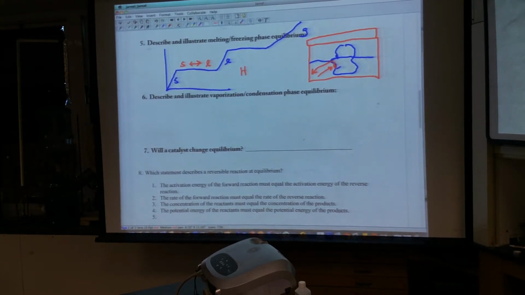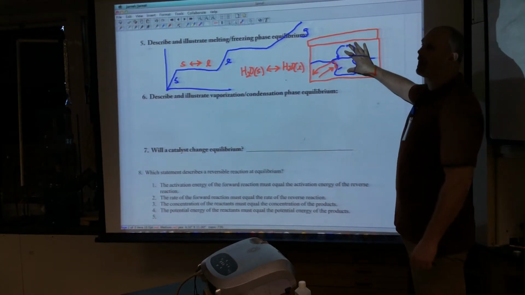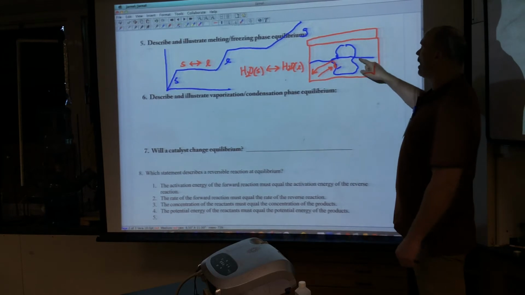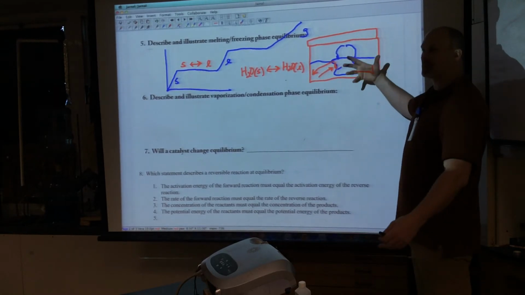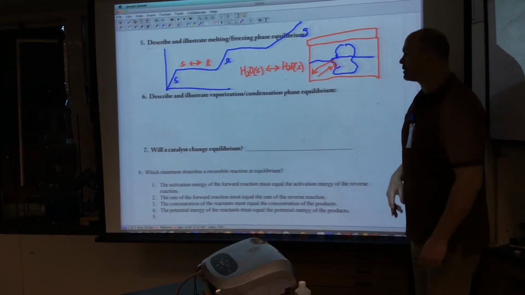H2O solid, double arrow, H2O liquid. Now, if no heat gets in, the amount of ice stays constant. Now, it's impossible. Eventually, it gives way, but the shape of my head disappears over time because of the what? The refreezing in different positions.